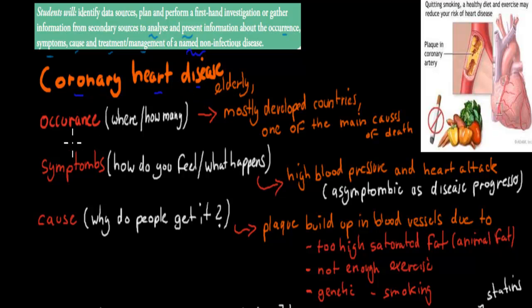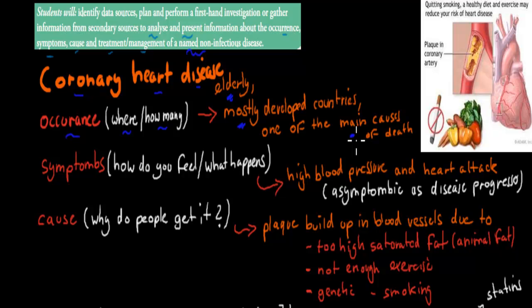You need to know about the occurrence. Occurrence means where do people mostly have it, or how many people have it. So for example, the elderly, people who are aged 50 plus, are the ones most likely to suffer from coronary heart disease. People living in developed countries, such as Australia, America, and European countries, are most likely to suffer from coronary heart disease.